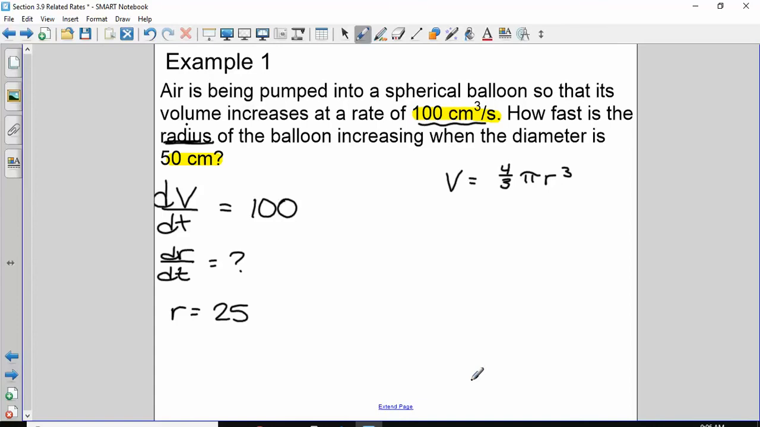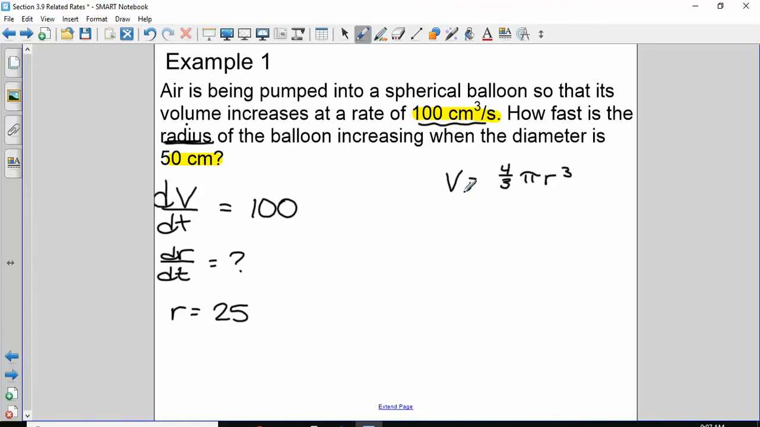Okay, so we have everything. We could draw ourselves a picture of a balloon, but I don't think it's really going to help us on this problem. After we have our equation, what do I need to do? Derivative. Now, we are doing all of these in terms of time. So the only variable that would turn into a 1 when I did the derivative would be t.